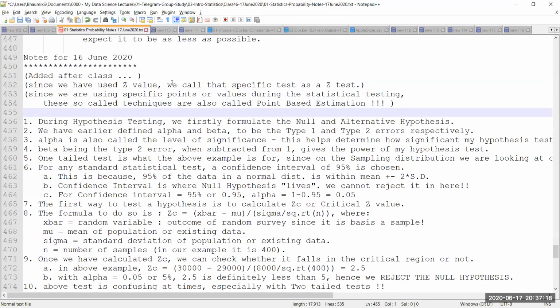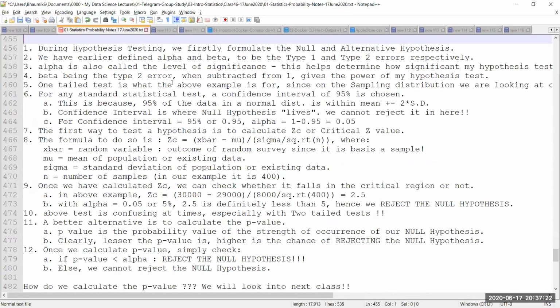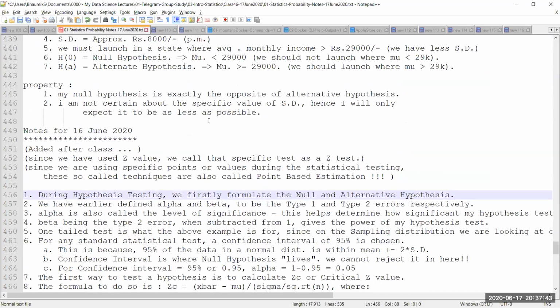Now, keeping this in mind, let's quickly go through what we have done yesterday. During hypothesis testing, point number one, we firstly formulate the null and the alternate hypothesis. Please do remember, if you get a problem well stated, the problem is half solved. If we put the null hypothesis and the alternate hypothesis in the right way, I'm sure most of the problems will be resolved. Let's just try to put a one-liner over here.